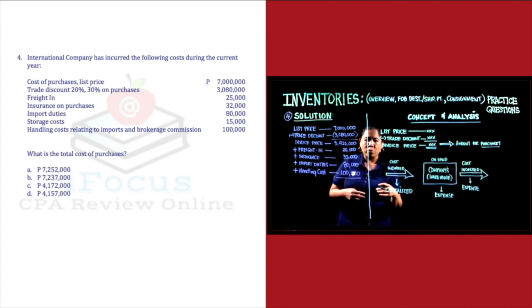So we have a total cost of purchase of 4,157,000. So our answer is letter D.